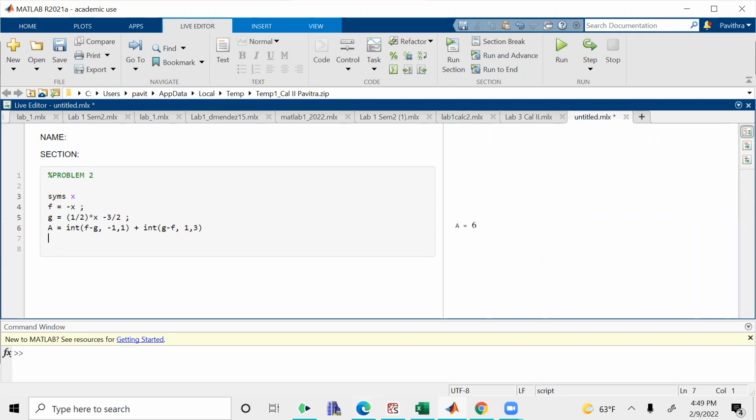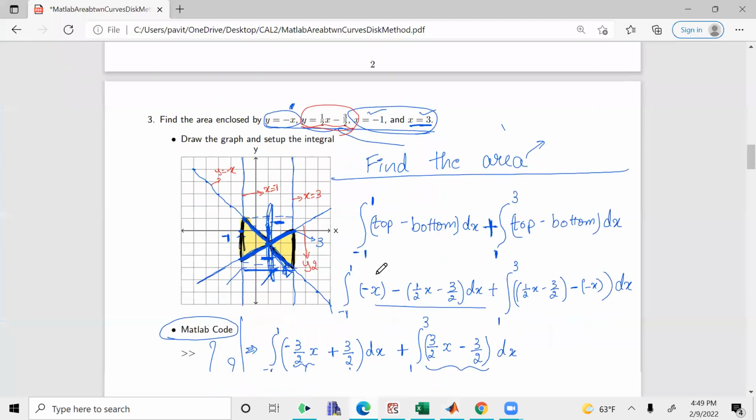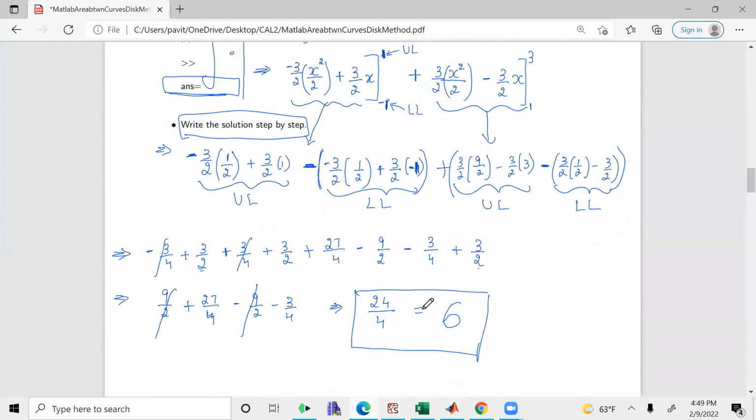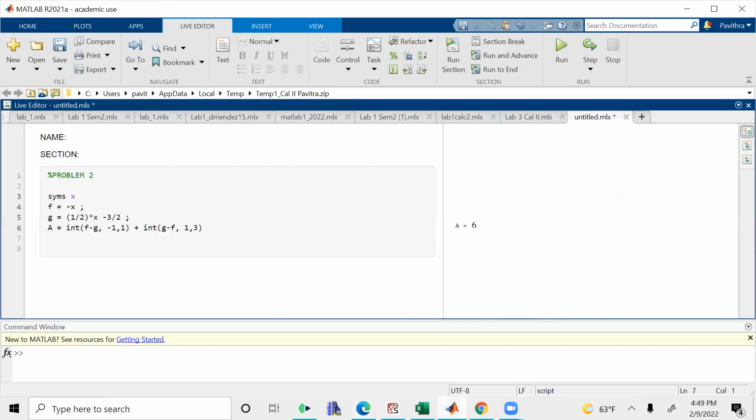Now, what did you get when we did hand calculations? We got 6, right? See, the MATLAB answer and the answer by the hand calculations are the same. So this is how you have to get it. Now, if you want to do it for problem 5, this is problem 5.